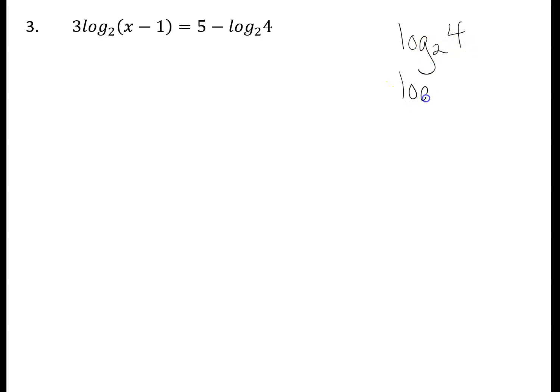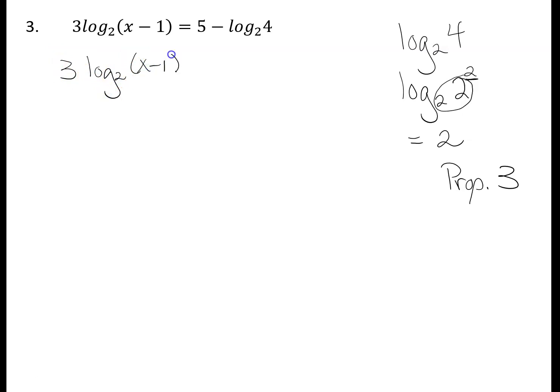We could write 4 as 2 squared. Now that these are the same, the whole thing is equal to the exponent, which is 2, by property 3. So let's go back to our equation here and replace that log term, that log base 2 of 4, that whole thing is equal to just 2. And then I can go ahead and do 5 minus 2. So on the right side I have 3.